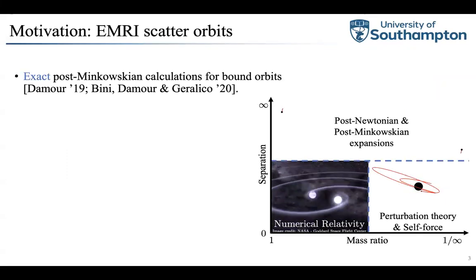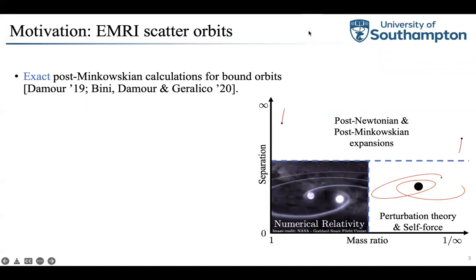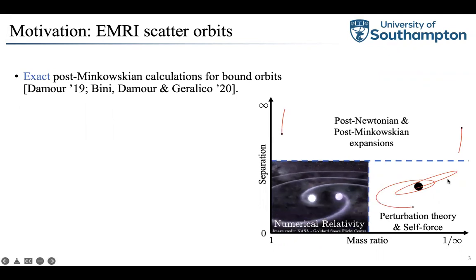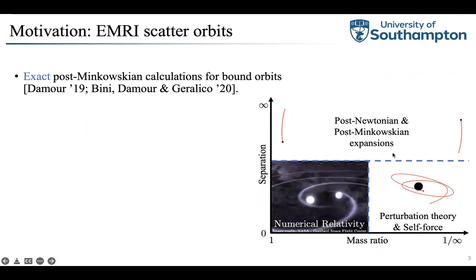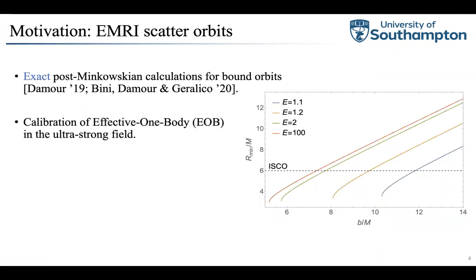Well, it was shown recently that we can use self-force scatter data to get exact post-Minkowskian calculations for bound orbits. This means if we look at this plot, which shows the methods used in the two-body problem for separation against mass ratio, we can use information from the plot on the bottom right to inform the weak field expansions at the top across all mass ratios. And this is also for bound orbits.